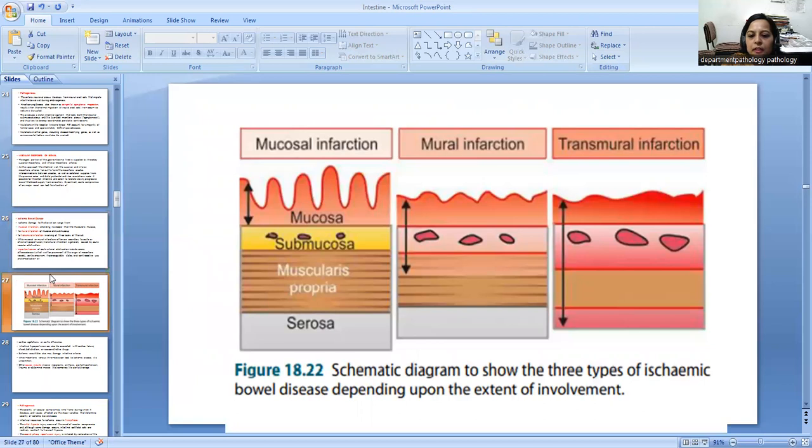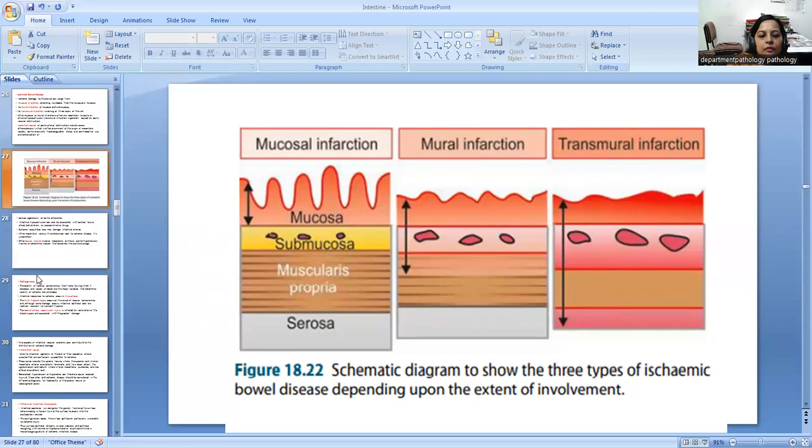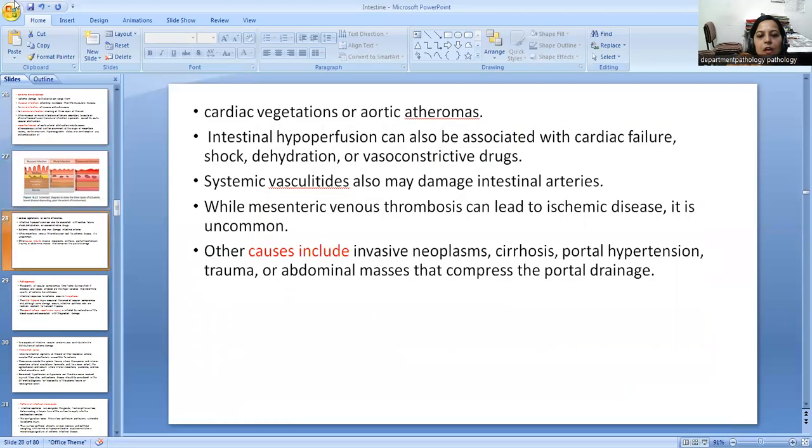This is a schematic diagram to show the three types of ischemic bowel disease depending upon the extent of involvement. This is mural infarction, this is transmural, this involves all the layers, and this is only the mucosa. The one which includes the mucosa up to the muscularis propria is mural infarction.